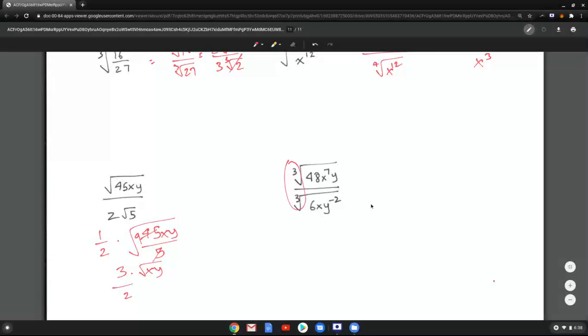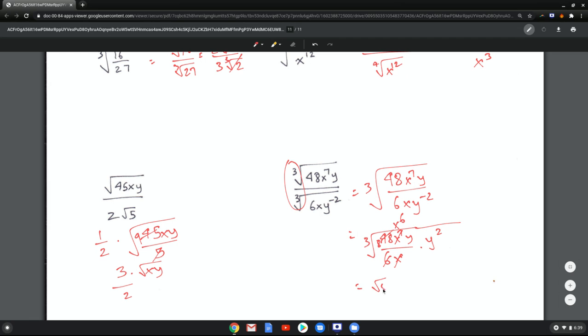Since these are again the same, I can combine them as one single radical. 48x to the 7y over 6x to the negative y. Now this negative y, I can deal with right away by changing it to y squared in the top, because it's a reciprocal. X goes into this, x to the 6, and this goes 8. So this is cube root of 8, cube root of x to the 6, and cube root of y cubed, which becomes 2x squared y.